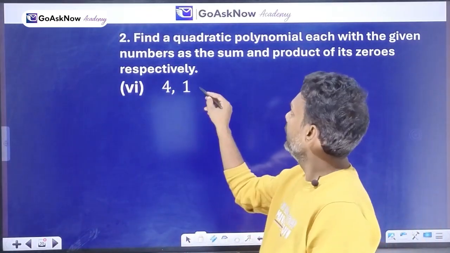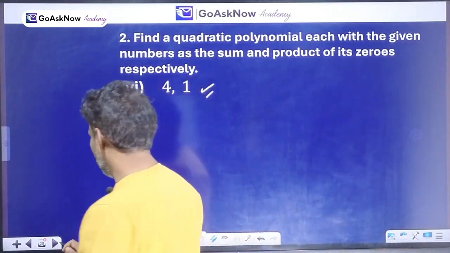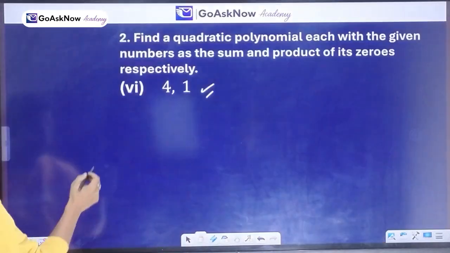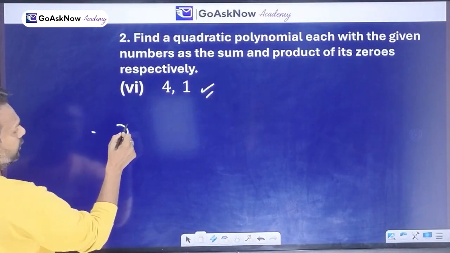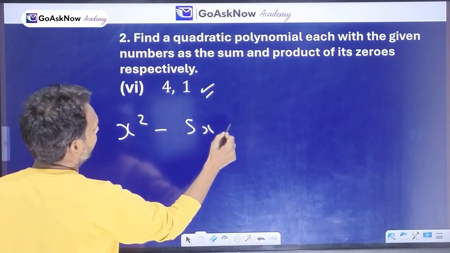So, you may do all this in homework. Only one question is left. Okay, let's do it. x square minus 5x plus 4.